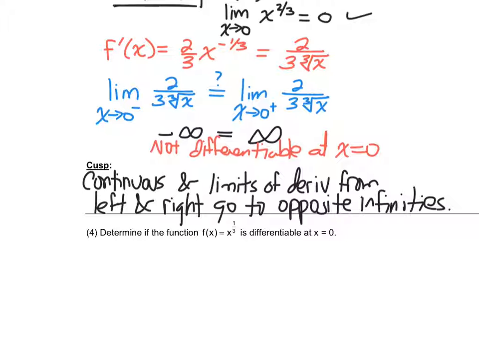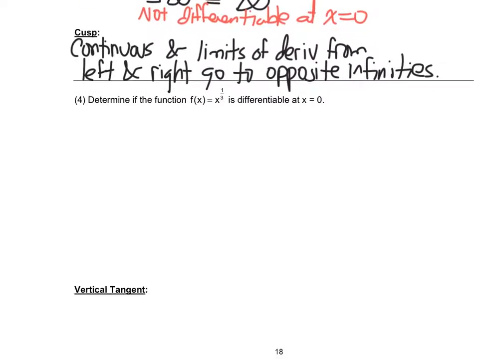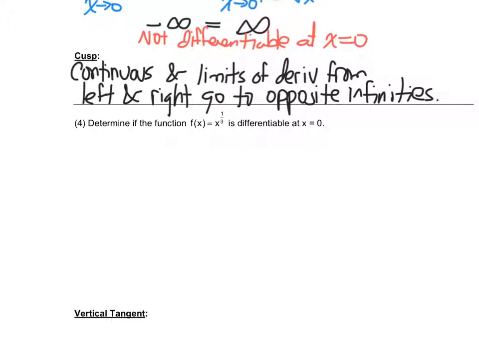Determine if the function x to the 1/3 is differentiable at x equals 0. All right, so clearly we're working towards a vertical tangent here because I just said it, and also it says it at the bottom of the page. So continuity. I'm just going to put a check next to that, not because we're just taking it for granted, but because this is so similar to number 3 that it's going to work out the same way. So I'm just going to save the steps.